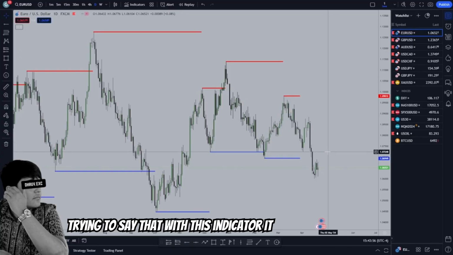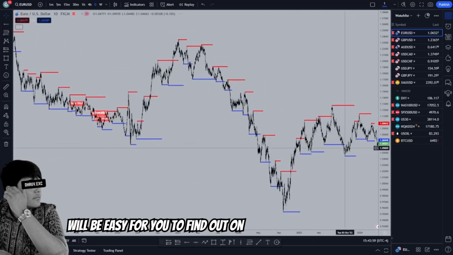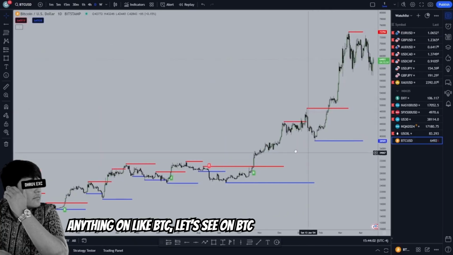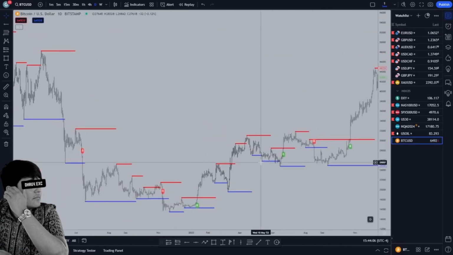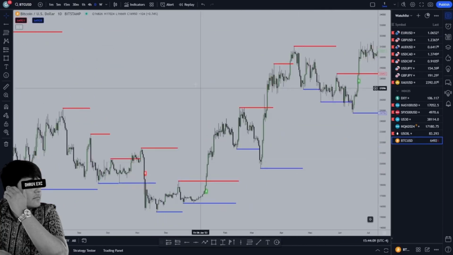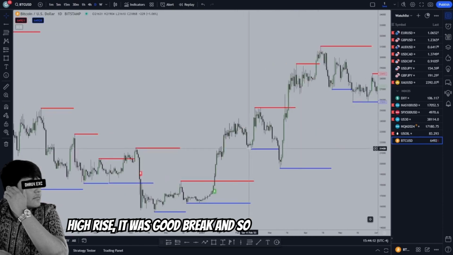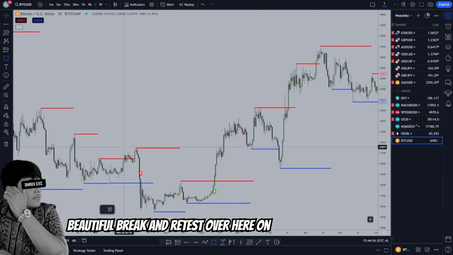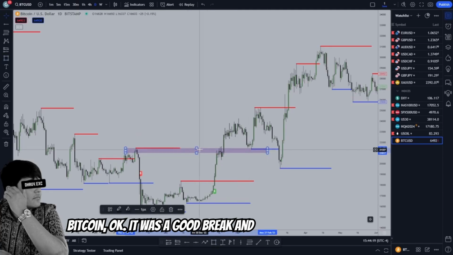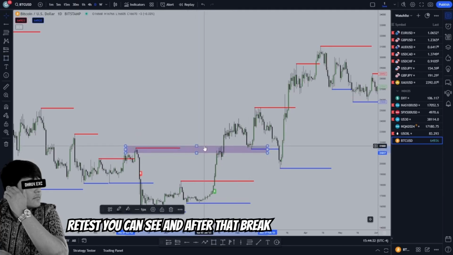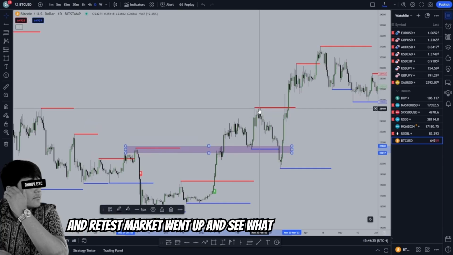But the thing which I'm trying to say is that with this indicator, it will be easy for you to find out on anything, like BTC. Let's see, on BTC, on Bitcoin. Okay, it's the daily time frame. So on Bitcoin, price was making higher highs. It was a good break, and a beautiful break and retest over here on Bitcoin. Okay, it was a good break and retest, you can see. And after that break and retest, the market went up, and see what happens.